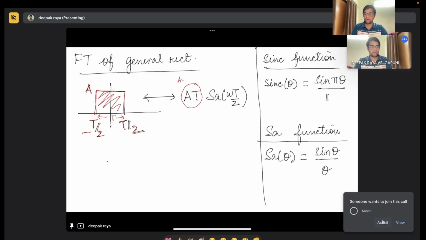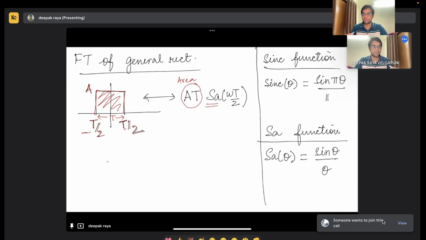So this is the area of the rectangle function, and there is a function called the SA function. It's also called the sampling function. We'll get to know why it is called the SA function or sample function. You see this axis, right? This is t by 2. So that t by 2 comes here, and the frequency variable comes as omega. So the Fourier transform of this rectangle signal, X of j omega, is nothing but area times the SA function of the frequency variable times the half period of this rectangle. Okay.